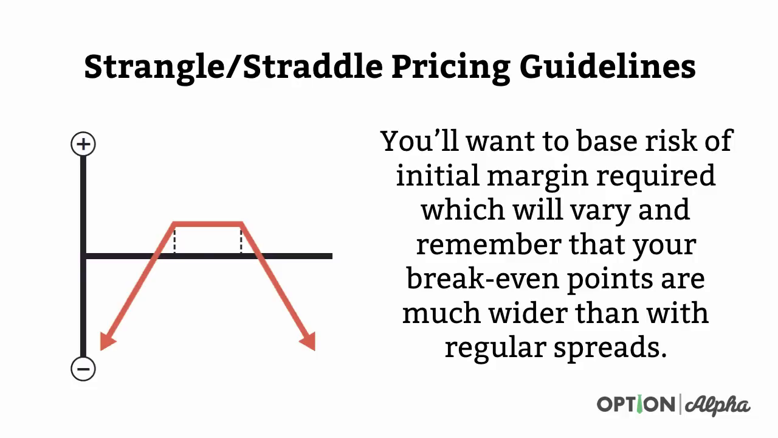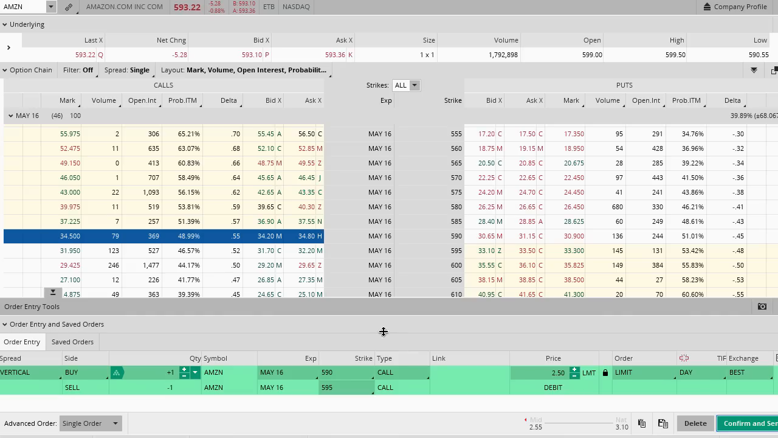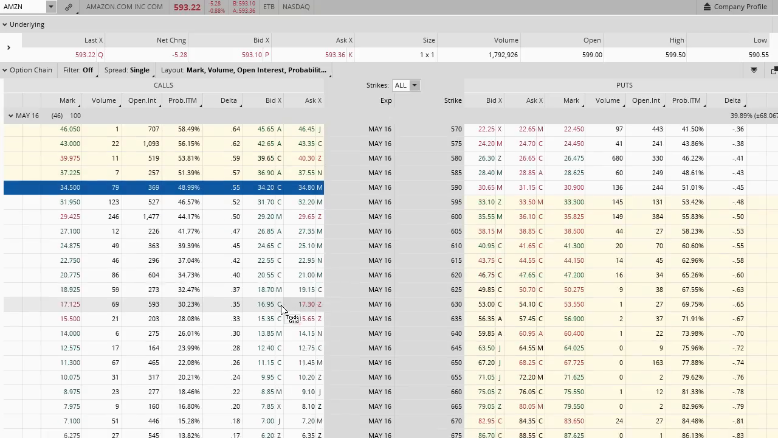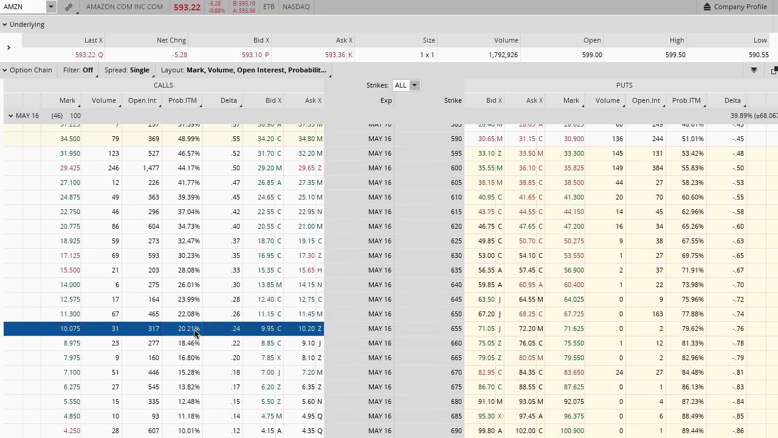and you have to remember that your break-even points are much wider than regular spreads. For example, if we go back here to, let's say, Amazon, if we were to sell a naked put in Amazon at, say, the 655 strike, this naked put has an 80% chance of being out of the money at expiration. I'm sorry, the 655 calls, not the puts, have an 80% chance of being out of the money at expiration.